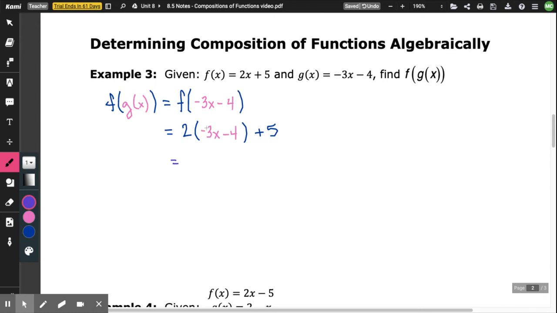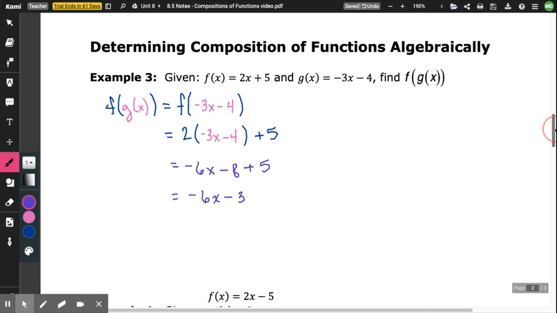To simplify, I'm going to distribute that 2 into the parentheses, so that would give me negative 6x minus 8 plus 5. Then I would combine my like terms, which are the two constants. Negative 8 plus 5 gives me negative 3. So f of g of x for these two functions would be negative 6x minus 3. Generally people need to see this a couple of times before it really sinks in.